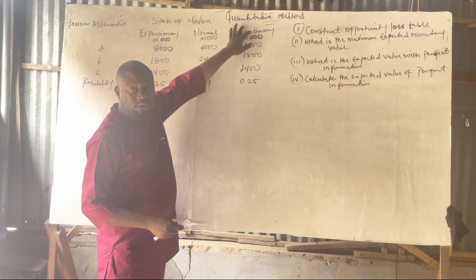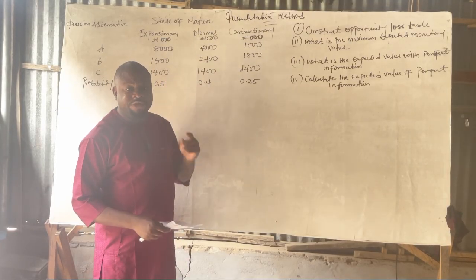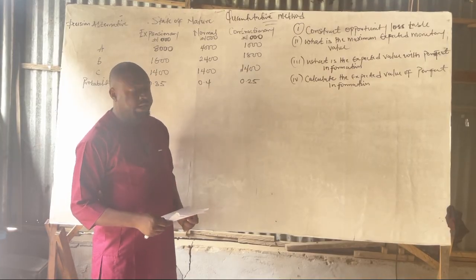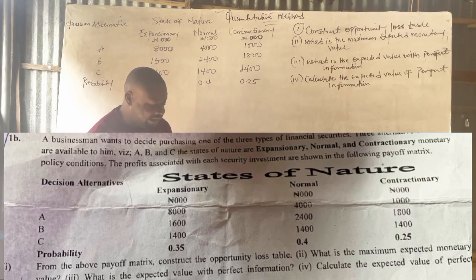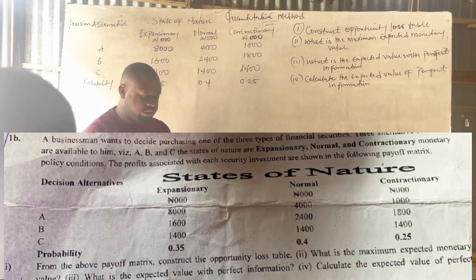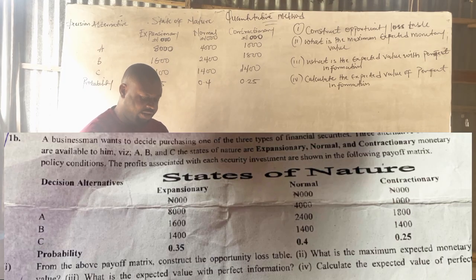Okay, we want to look at quantitative method. So we'll be solving the problem on quantitative method, and that's under decision analysis. Now, from the question, we are told that a businessman wants to decide purchasing one of three types of financial securities. Three alternative securities are available to him, and we have A, B, and C. The states of nature are expansionary, normal, and contractionary monetary policy condition. The profits associated with each security are shown in the following payoff matrix.